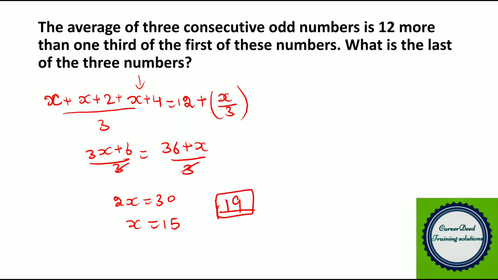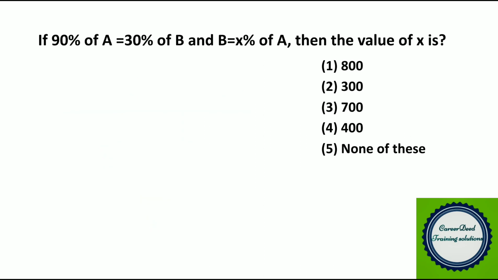Now question number 12. If 90% of A equal to 30% of B and B equal to x percentage of A, then the value of x is dash. So this question is based on simplification. Now you can write 90% of A equal to 30% of B in the following way. 90% of A equal to 30% of B can be written as A equal to 30 by 90 into B, because whenever you have the word of, you can write it as into, right?